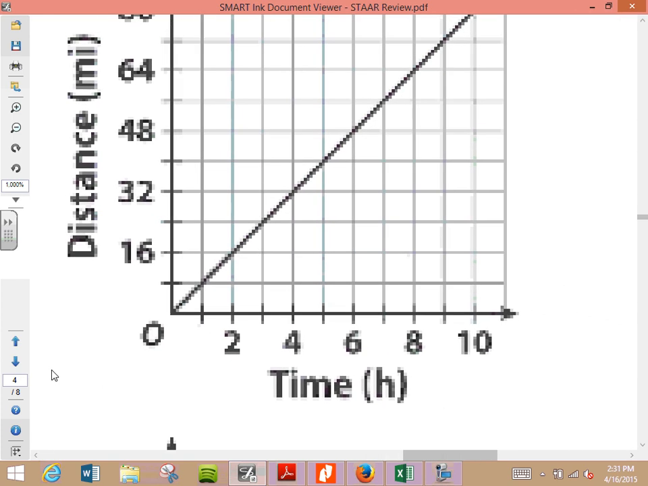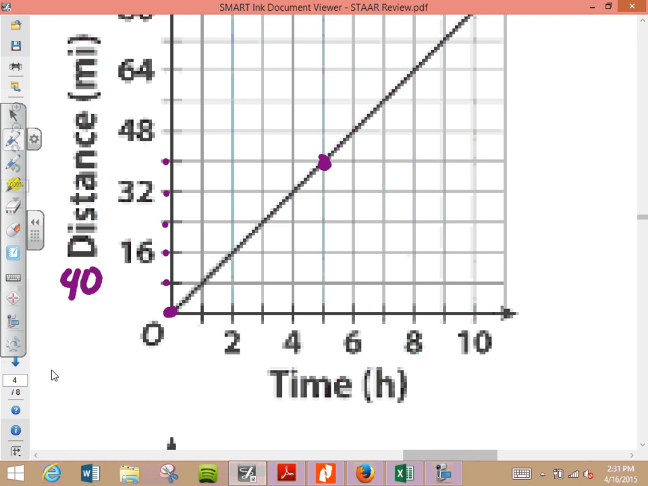The slope. So I can do this one. And this is going by 8. 8, 16, and so on. This is 40, right? 40. And the run will be 5. 40 over 5. What is this?